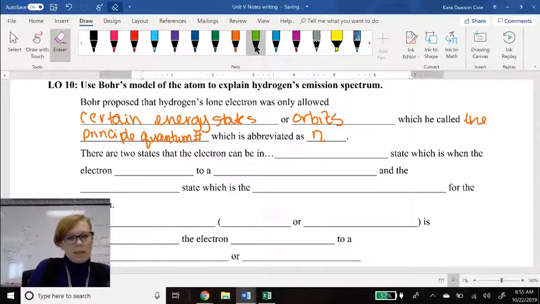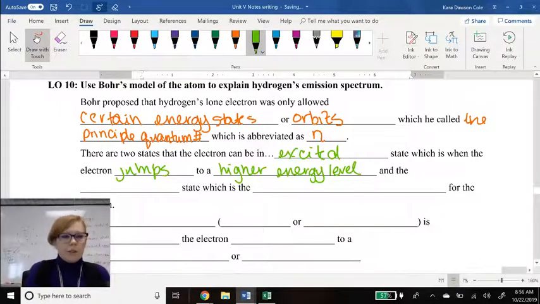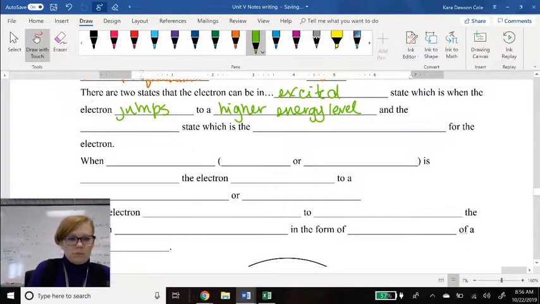You've got the excited state, which is when the electron jumps to a higher energy level. Again, this higher energy level is the principal quantum number n. And then you have the ground state, which is the lowest energy level for the electron.